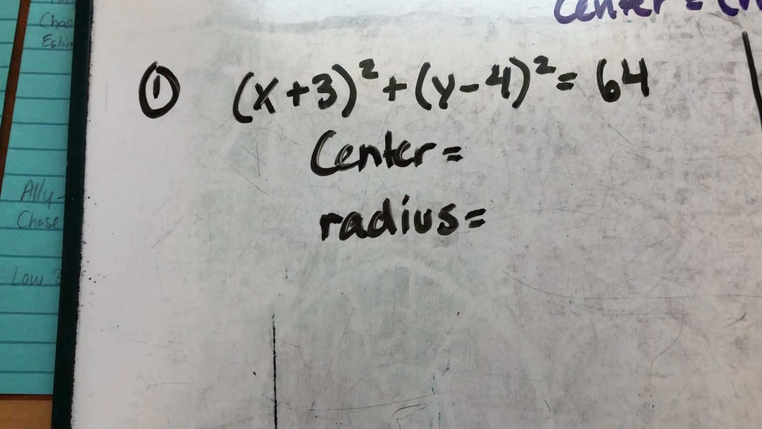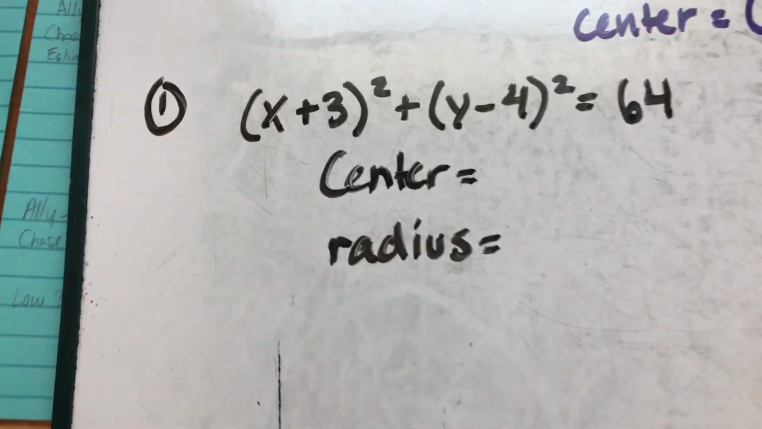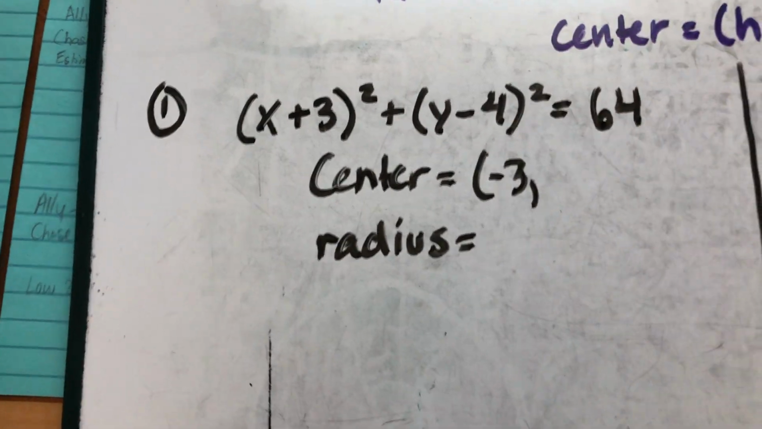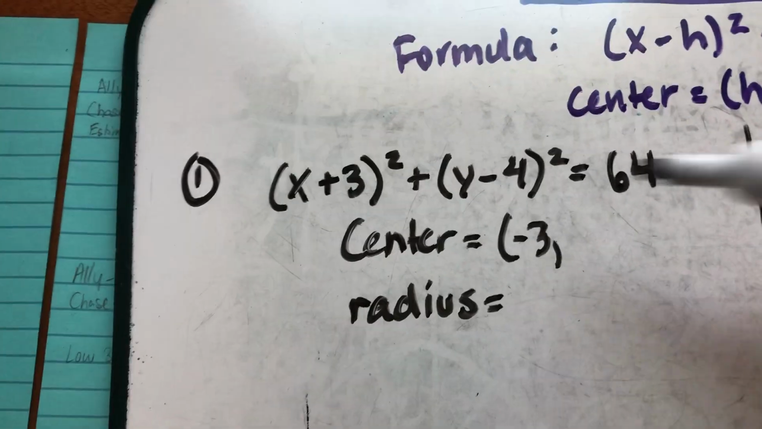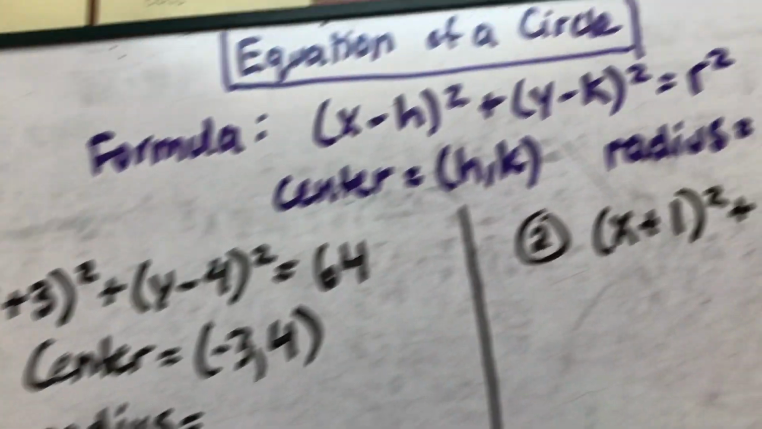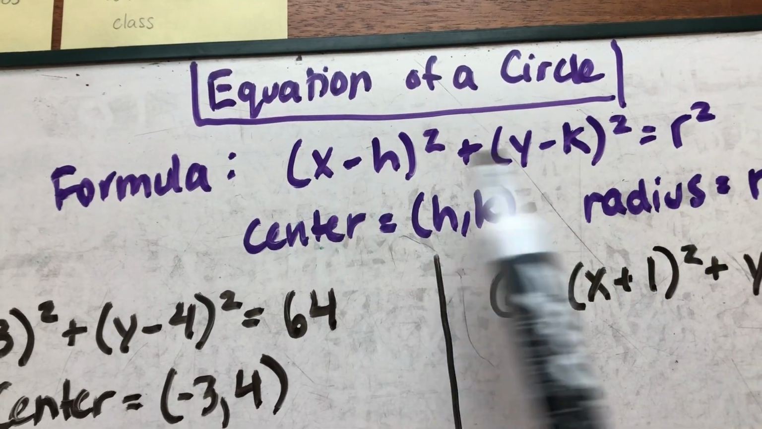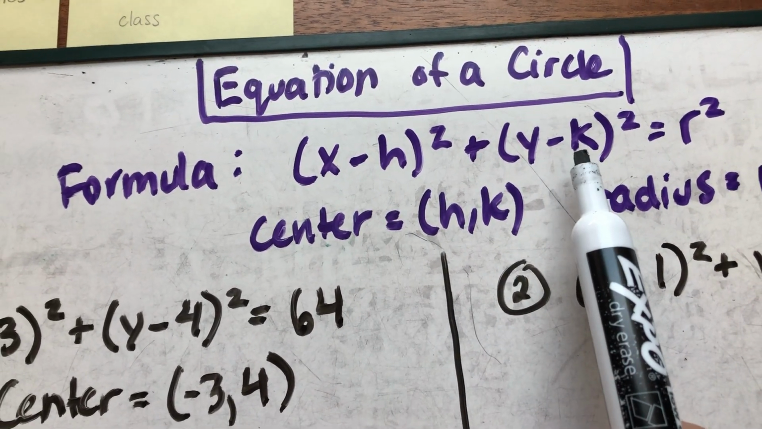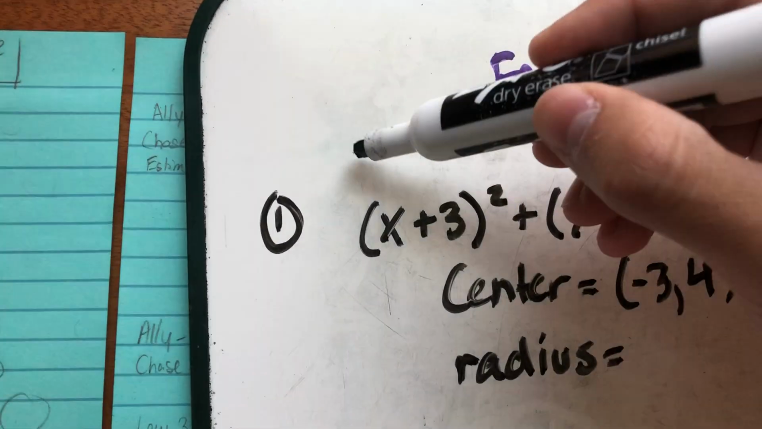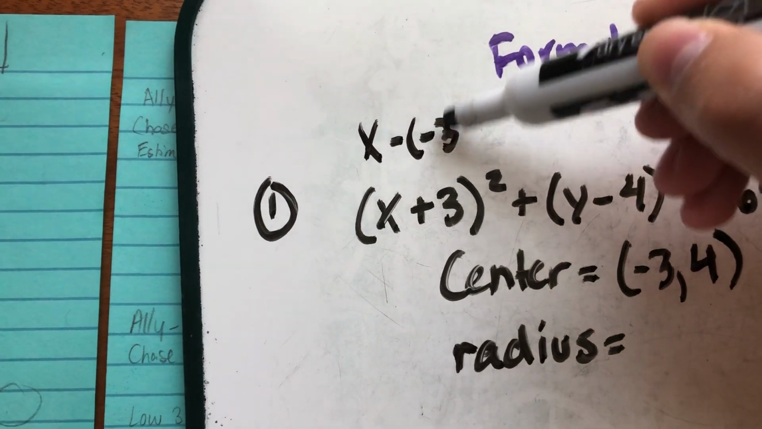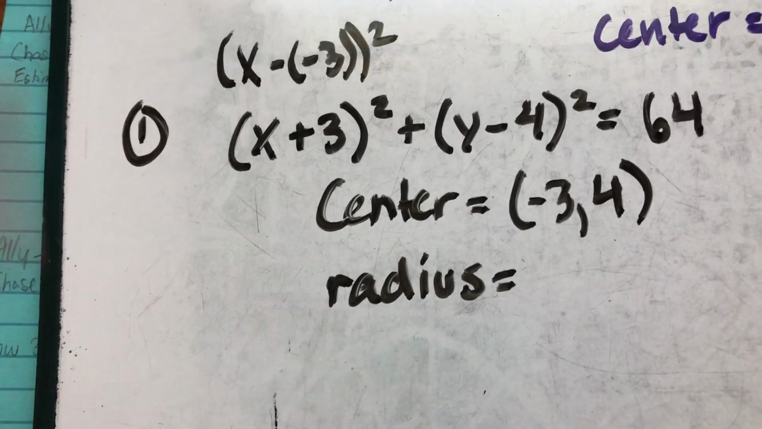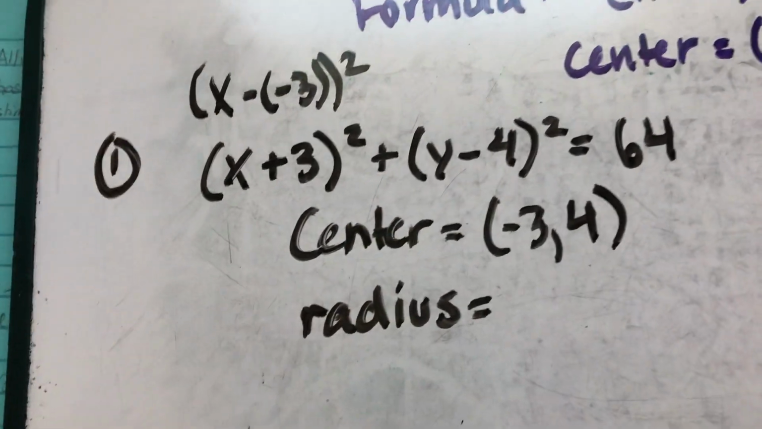It's always the opposite sign. So if this is a positive 3, the center is going to be a negative 3. If this is a negative 4, that is going to represent a positive 4 for the center. The reason that happens is that if you look at the formula, you have a minus in the middle. So technically, if you plug this into the formula, you're going to have x minus negative 3 squared, and that's why that ends up being positive 3. But if you just want to remember opposite signs, just do that.